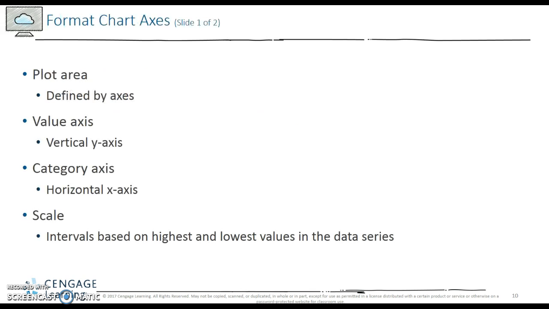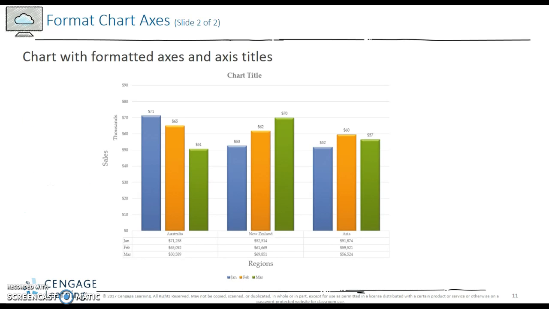So let's talk about how to format a chart axis. When we talk about a plot area, it's defined by the axis. The value axis is the vertical or the y-axis, and that is just values like dollars and cents or numbers. The horizontal or the x-axis is for categories, and the scale is the interval that you use for the value axis in a data series.